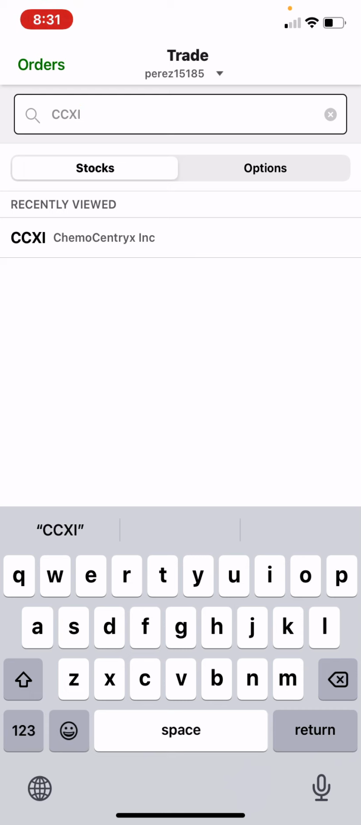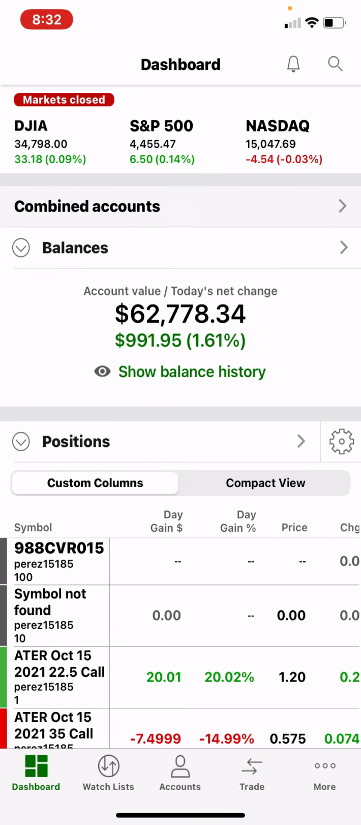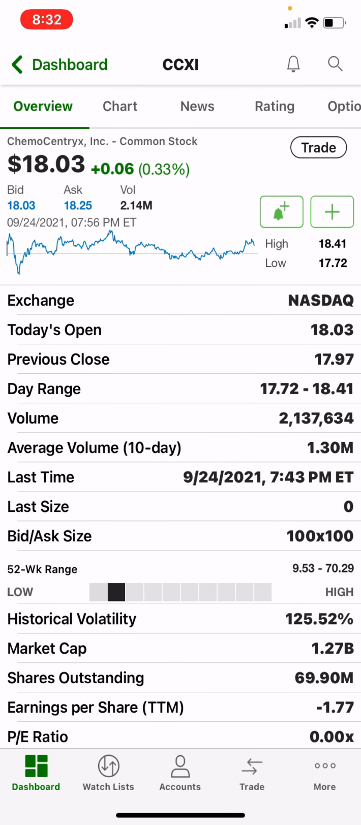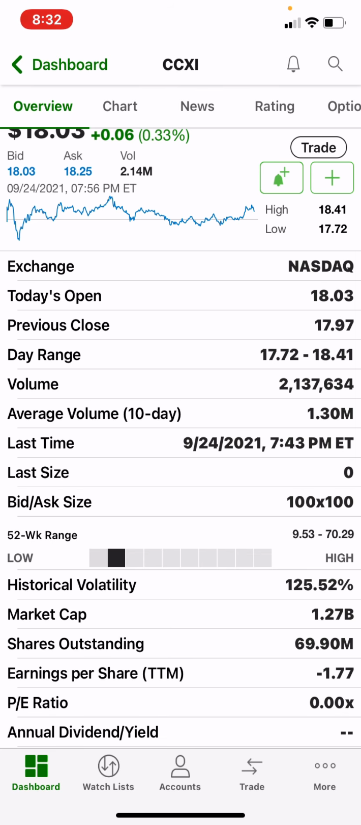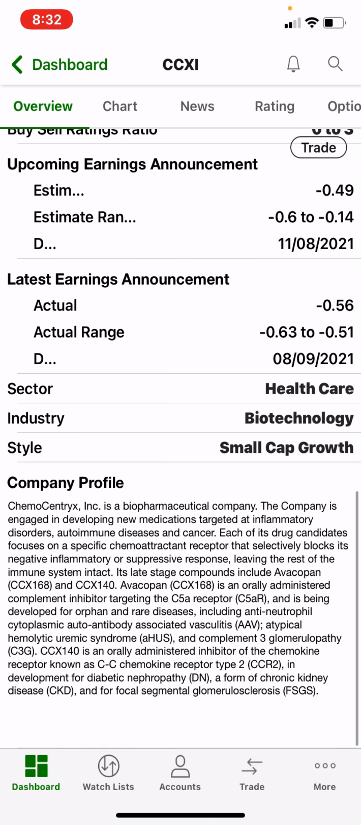So CCXI, why is it doing this? I just want to go into what it's about. I wanted to read the notes on this thing. They had over 2.1 million shares. They've been trading about 1.3 in the last 10 days. And it is a little small biopharma with a market cap of over $1 billion.